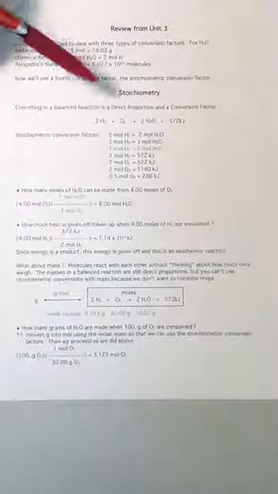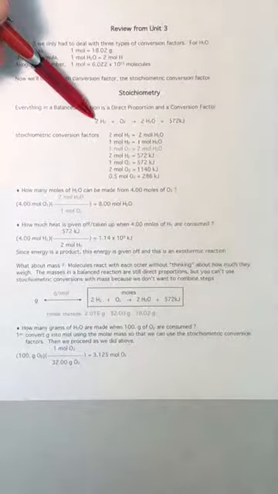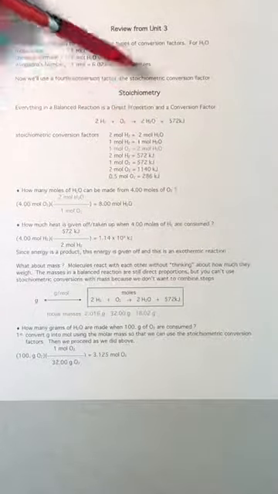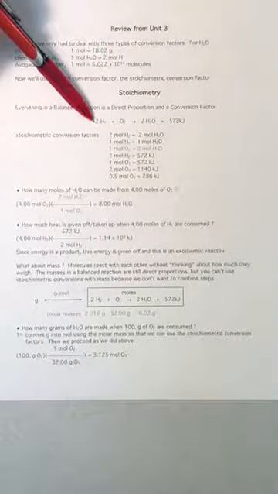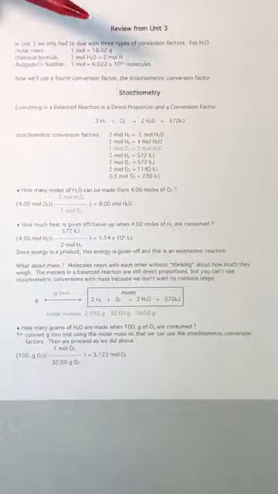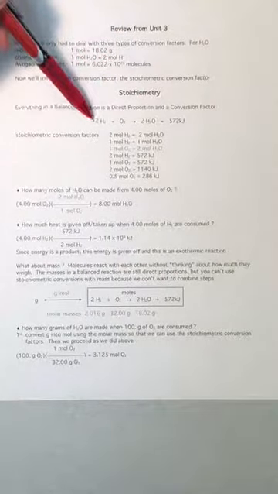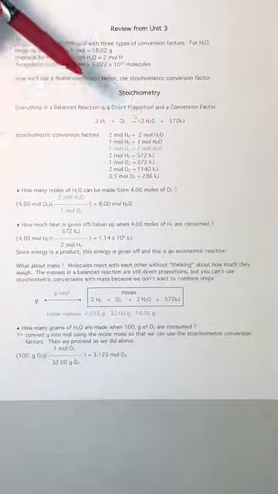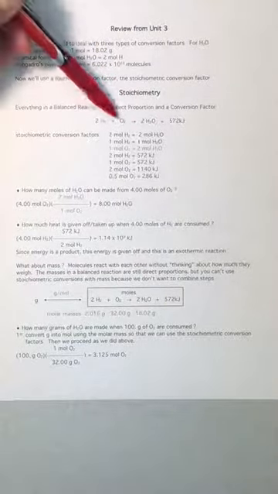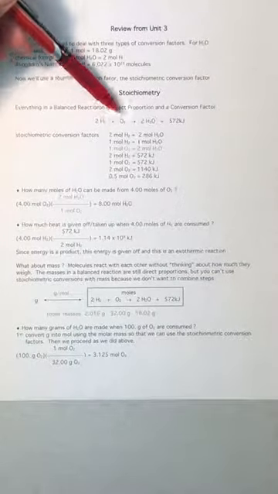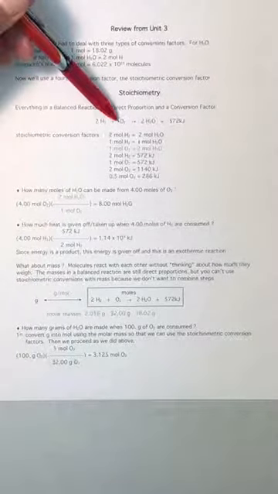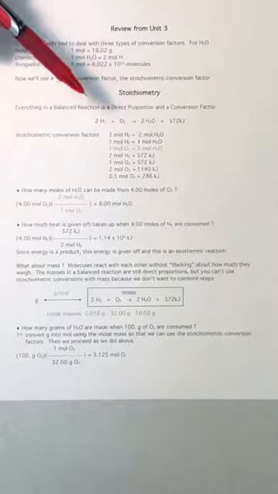So now we look at the stoichiometric conversion factor. Everything in a balanced reaction is a direct proportion, and everything can be used as a conversion factor. So for example, 2 molecules of hydrogen would give us 2 molecules of water. 2 moles of hydrogen would give us 2 moles of water. If we had only 1 mole of hydrogen, we could expect to get only 1 mole of water. Of course, this is assuming there's enough oxygen to make this reaction happen. 1 mole of oxygen would give us 2 moles of water.